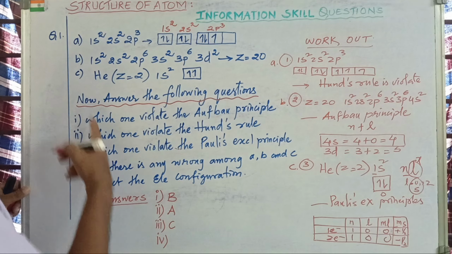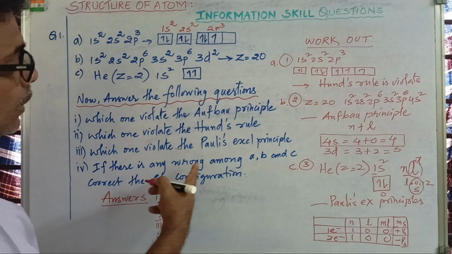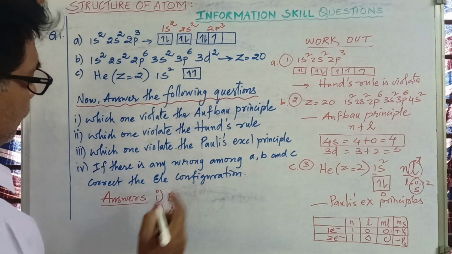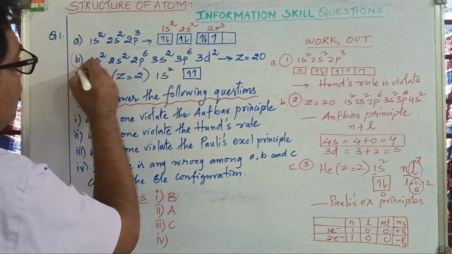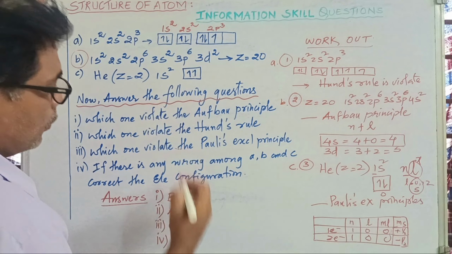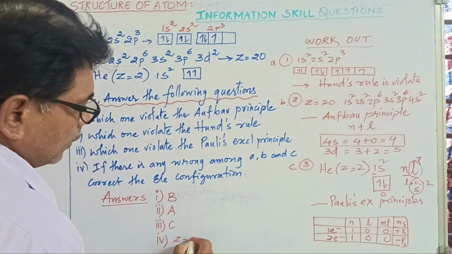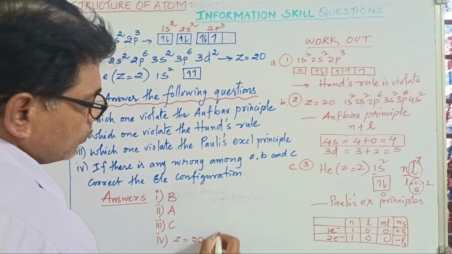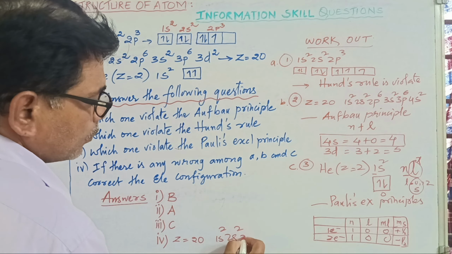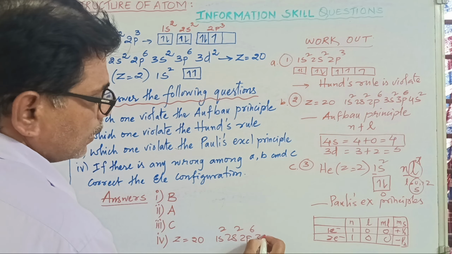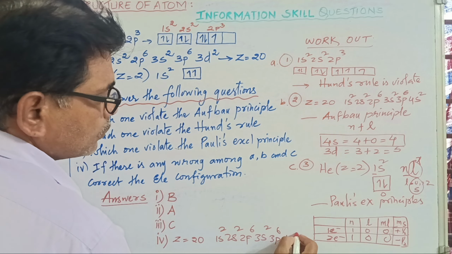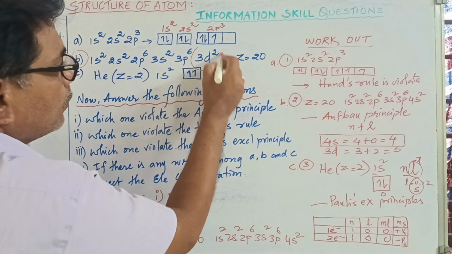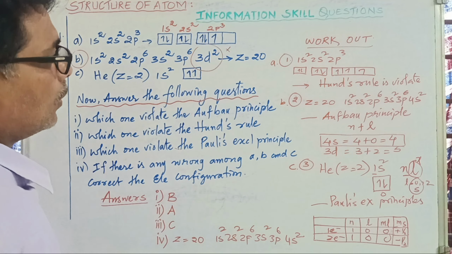Now coming to the fourth question. If there is any wrong among A, B, C, correct the electronic configuration. The electronic configuration of B is wrong because it is for 20, isn't it? For 20, it is 1s2, 2s2, 2p6, 3s2, 3p6 and 4s2. Instead of that it is 3d2, so it is wrong. Right?